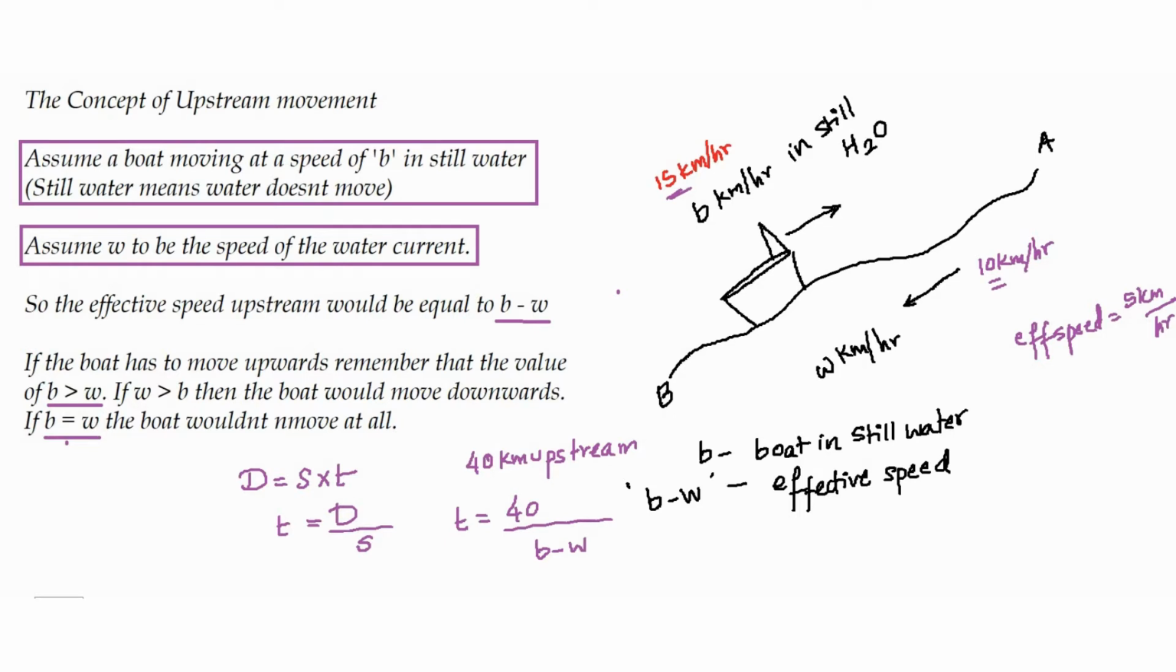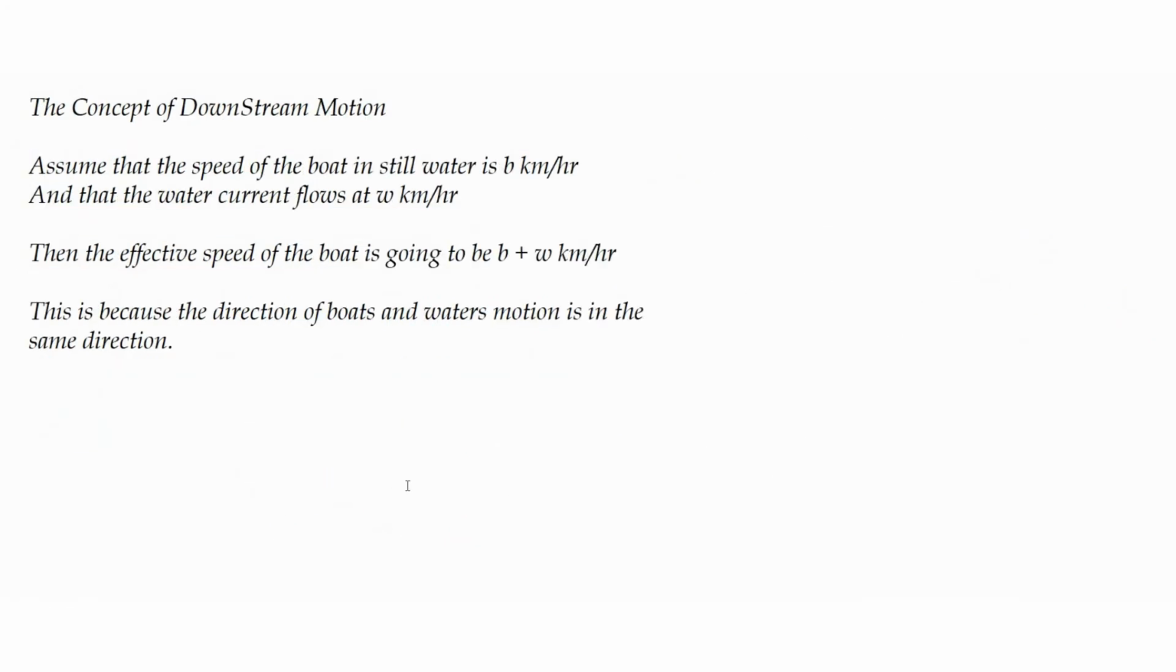Okay, moving on to the concepts of downstream motion. So again, let's assume that there is a stream or a river, and let us assume that the boat is situated in this stream. Okay, so this is the stream. Let's assume that the water is flowing at w kilometers per hour, and let the points be A and B, where A is situated at a greater altitude.